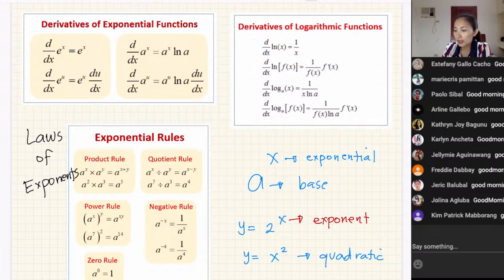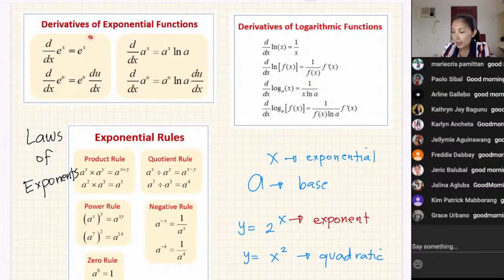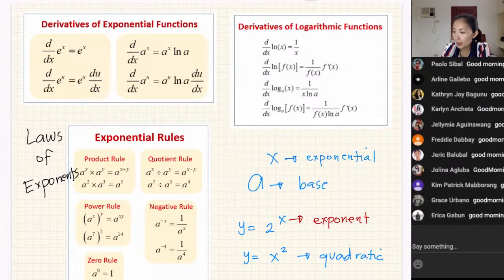So this is the first form, if the base is e. In fact, this could be e to the x ln of e, but ln of e is equal to 1.